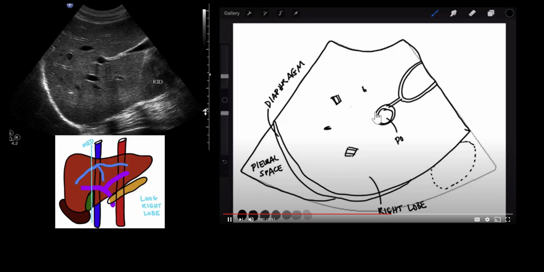Then we want to make sure that we're seeing the portal vein, connected to the MLF, or main lobar fissure, which is then also connected to the gallbladder. If it is in your picture, make sure to label your right kidney if it is not clearly a kidney.